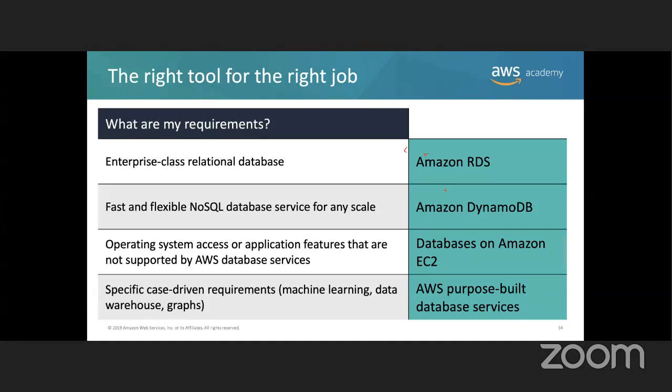Okay, so if you need an enterprise class relational database, then you have Amazon RDS. If you need a fast and flexible NoSQL database service for any scale, Amazon DynamoDB. Now, if you need operating system access or application features that are not supported by AWS database services, you have databases on Amazon EC2. And if you have specific use-case-driven requirements, machine learning, data warehouse, graphs, then you have AWS purpose-built database services. There's another database which is a graph database, and the name is Neptune.